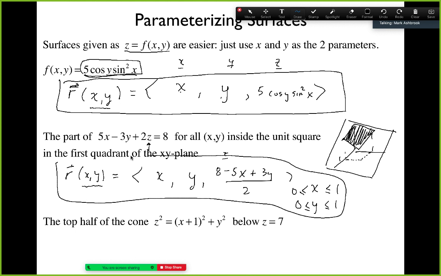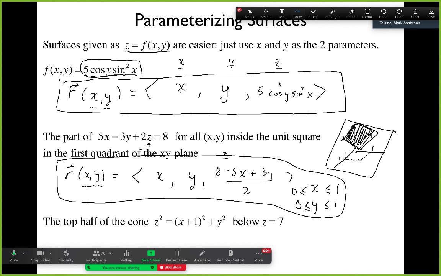When you carve out a piece of a function, the part you're taking doesn't change the function itself. It just restricts what part of it you're taking. So if we had taken a circular piece of this function, that would not have changed the function at all. It just would have changed which x and y we're considering. Okay, does it make sense?